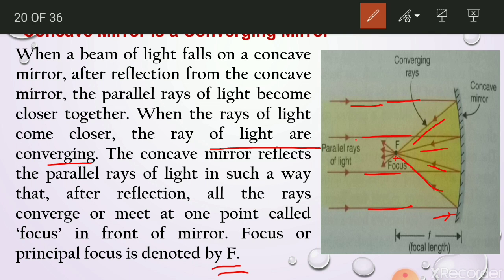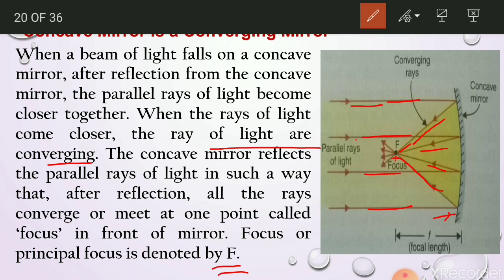Why is it real? In the first part of this chapter, we studied real images and virtual images, where you saw that if reflected rays meet at one point, they form a real image. So we can say the focus of this concave mirror is also real, because light rays actually pass through it. You can see this is the focus, and after reflection all the reflected rays actually meet at this point. That is why this will be the real focus of the mirror.